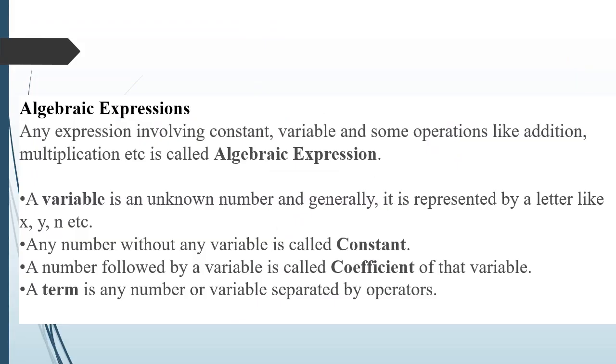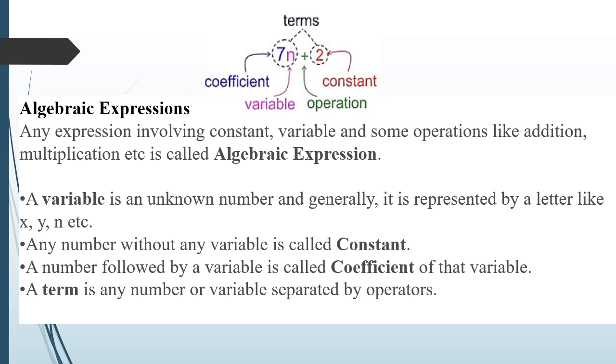Algebraic expression. Any expression involving constant, variable and some operations like addition, subtraction and multiplication. Variable is an unknown number and generally we can use any alphabets. Constant. Any number without any variable. Coefficient. A number followed by a variable. Term. Any number or variable separated by operators.